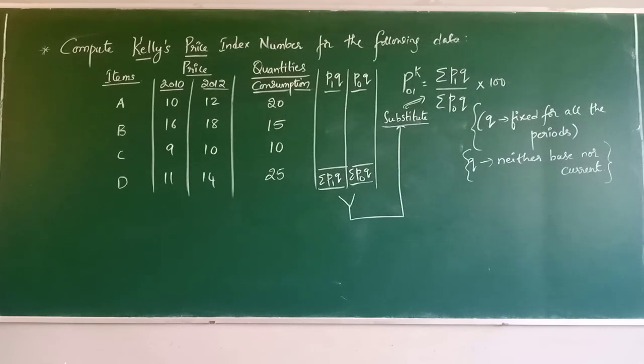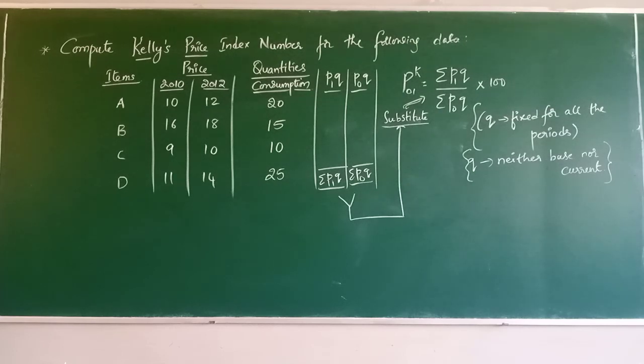Q01K equals summation Q1P by summation Q0P multiplied by 100, where P is fixed for all the base and current periods. Am I clear? So this is the problem of Kelly's. Just have a look once again, everybody.